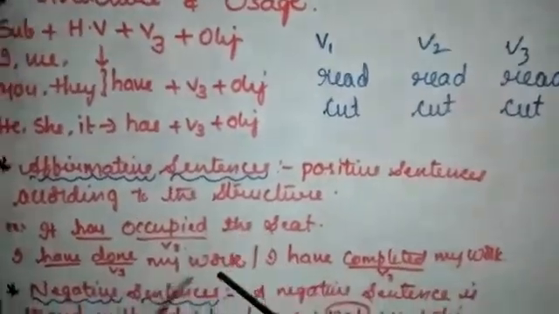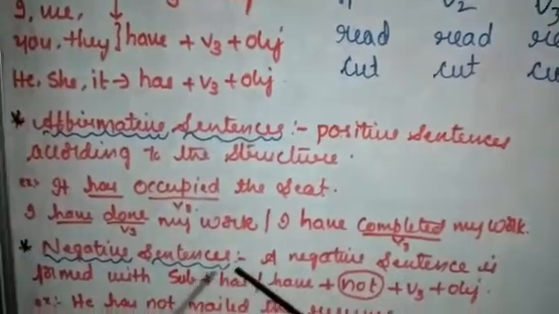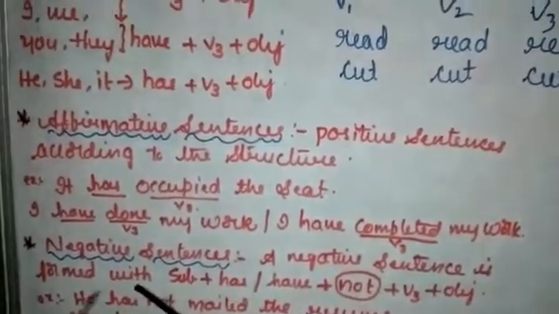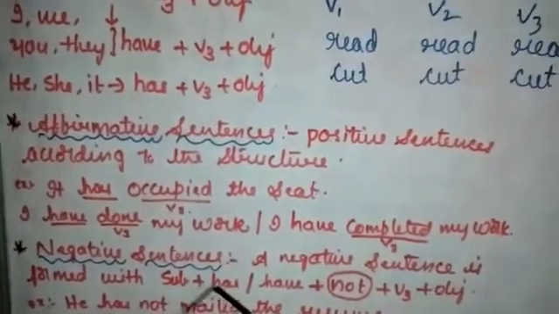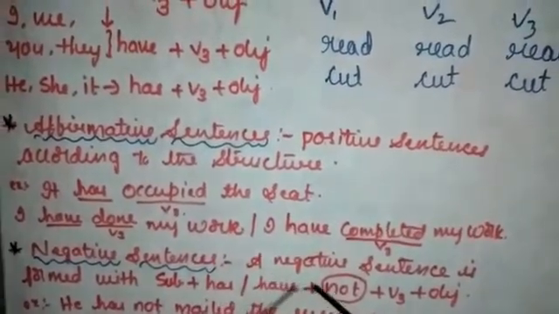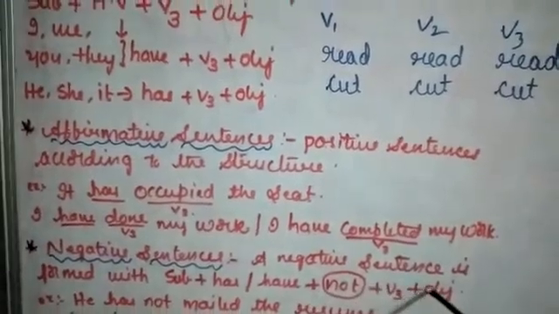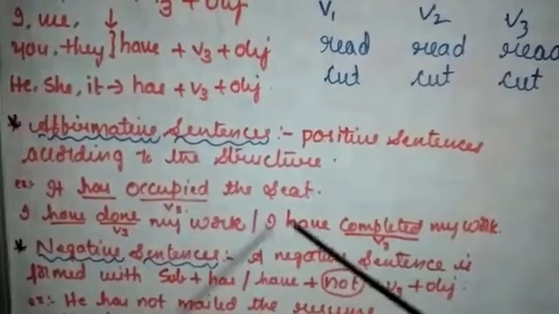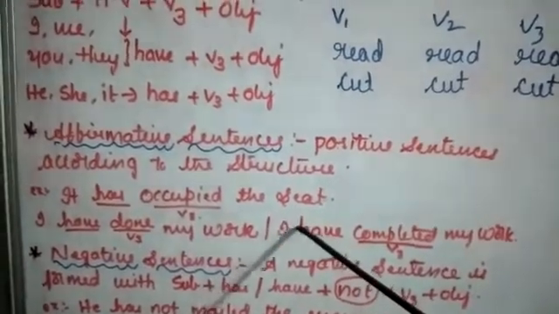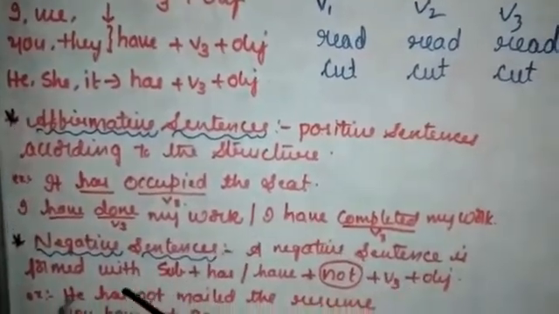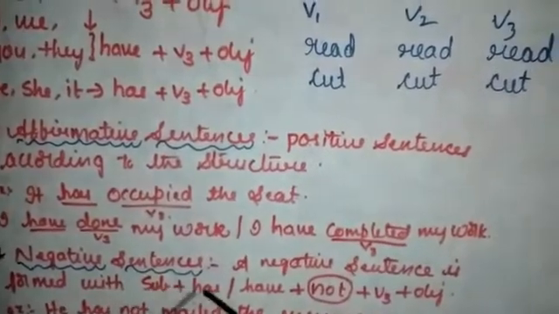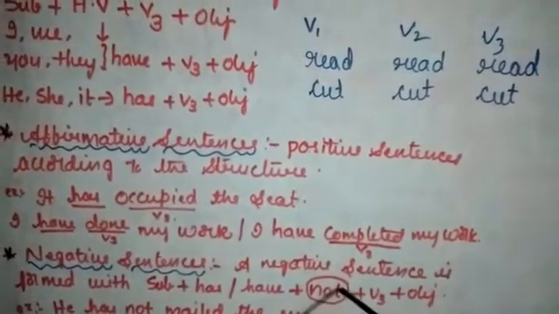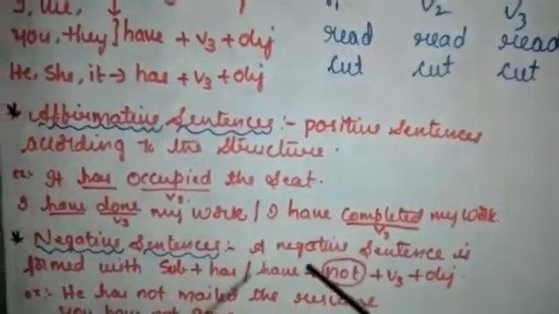Now, negative sentences. A negative sentence in present perfect tense is formed with subject plus has or have, helping verbs, plus not plus V3 plus object. Not is added, nothing more than that. Not is added to the affirmative sentences in present perfect tense. See, the affirmative sentence structure is subject plus has or have plus V3 plus object. So here not is added. Now we will see the examples.